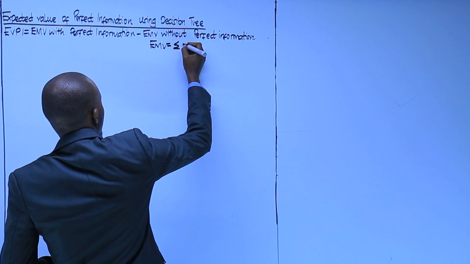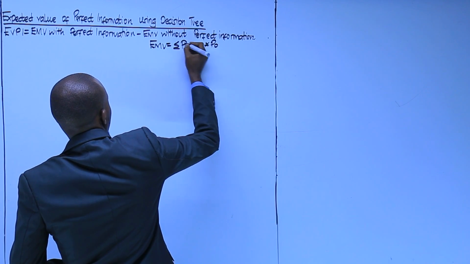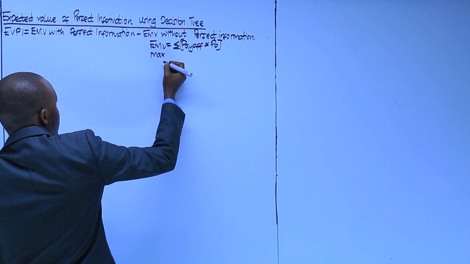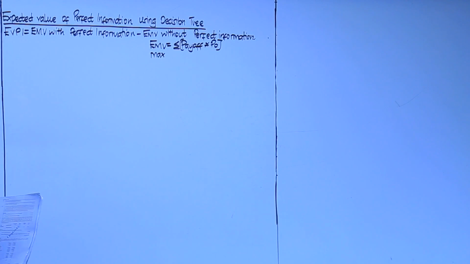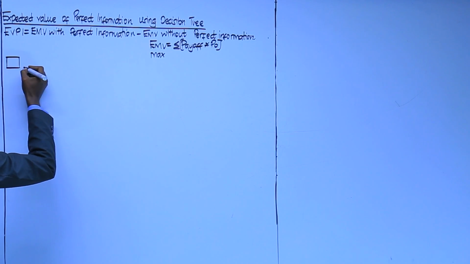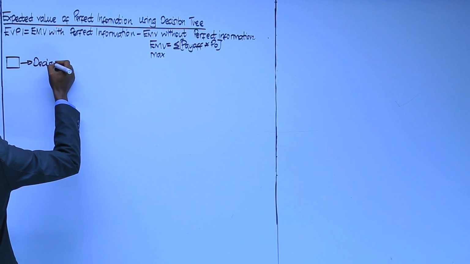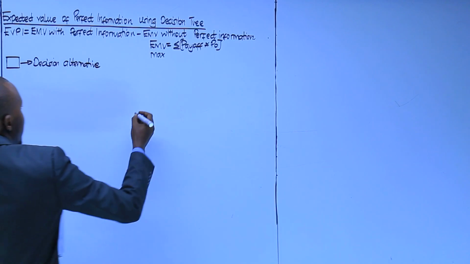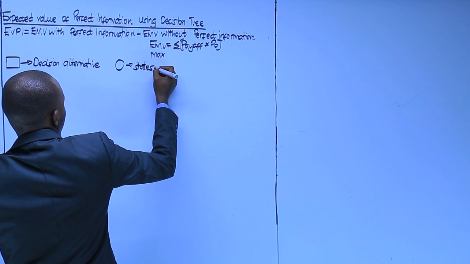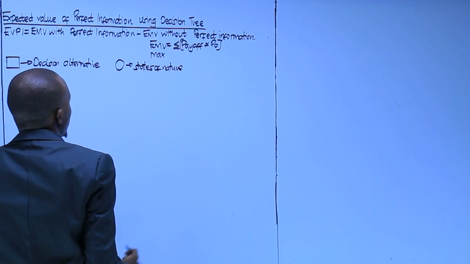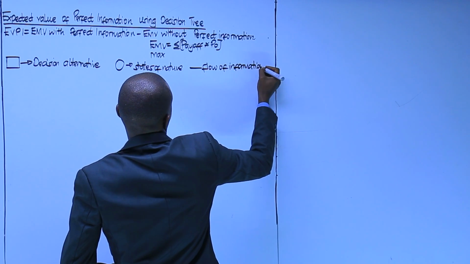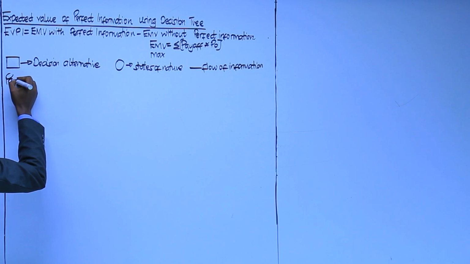Now we said it is a summation of your payoffs and your prior probabilities. Then you select the maximum. So using a decision tree, remember, number one, you must have your decision alternative, which we said is denoted as a rectangle. You must have your states of nature, which we said, how do you represent that? Using a circle. You must have your flow of information, which is a line. And lastly, you will have your payoffs.